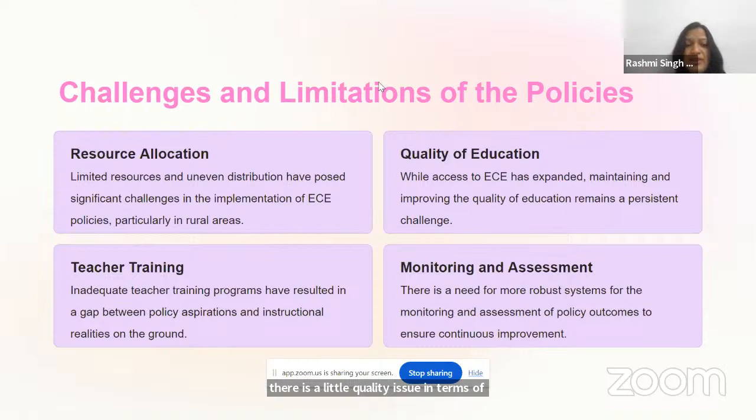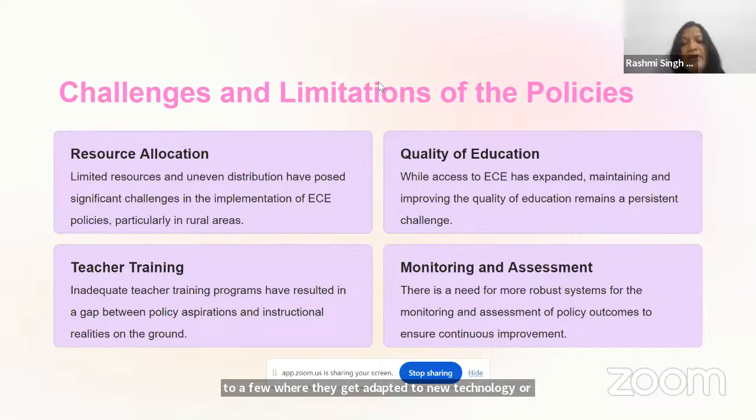And as I said, the teacher training part, so most of the teachers would have got the training while they were recruited maybe 20 years ago or 15 years ago, and after that no training happened for a few where they get adapted to new technology or new trends which are going on.